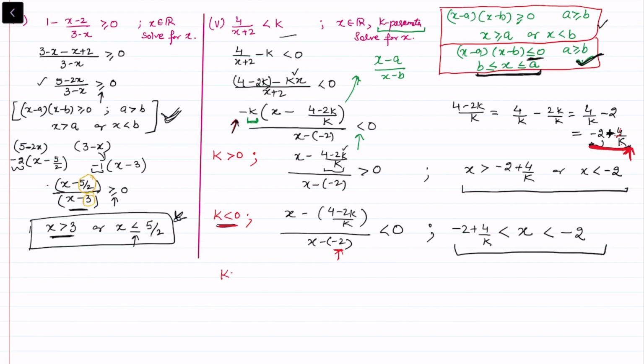And now in the third case, when k is equal to 0, from the statement we can see that 4 upon x plus 2 is less than k, and k we have taken 0. So this is the same as 4 upon x plus 2 less than 0. We see the numerator is already positive. So the only possibility that this quantity will become negative is that x plus 2 has to be negative. If x plus 2 is negative, this means x must always be less than minus 2. So this becomes the answer for the third case.